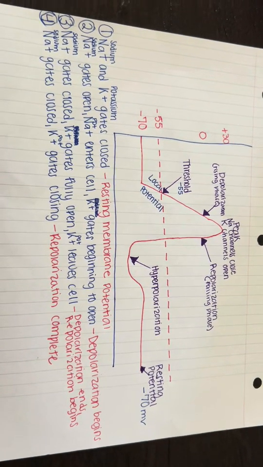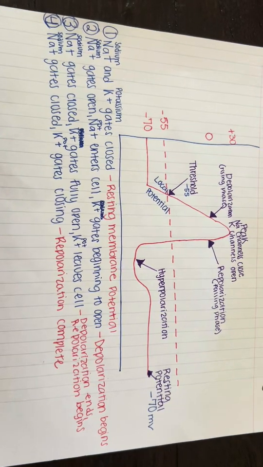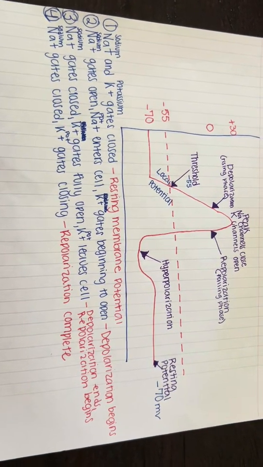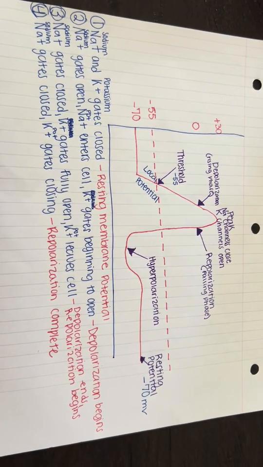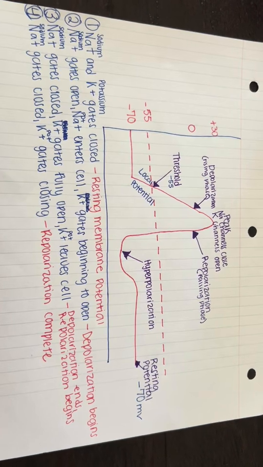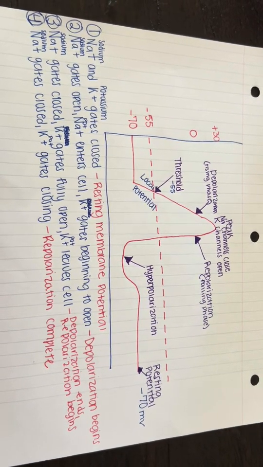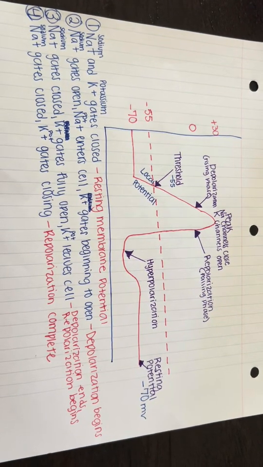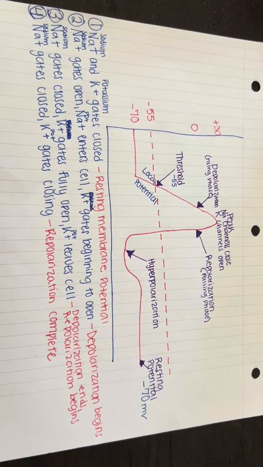On my graph provided below, I have the 4 steps. Number 1, sodium and potassium gates closed. That is the resting membrane potential. Number 2, sodium gates open and sodium enters the cell. Potassium gates begin to open. Depolarization begins, the rising phase.